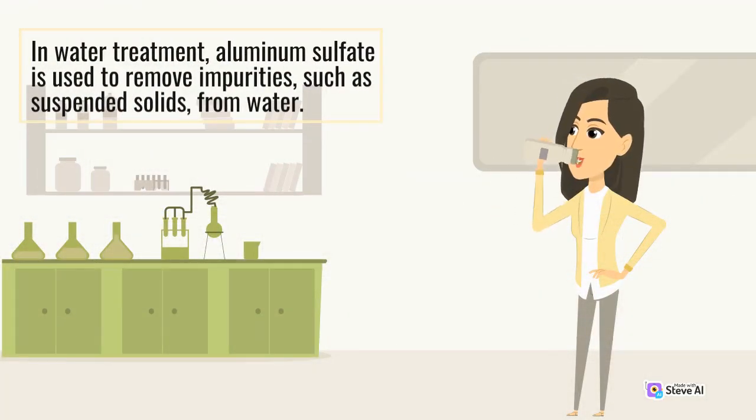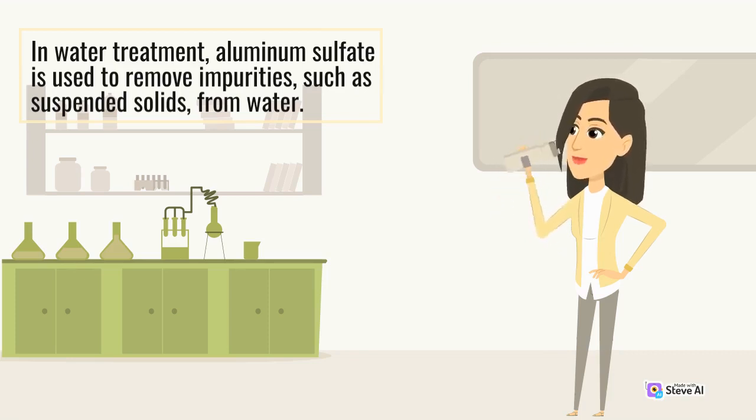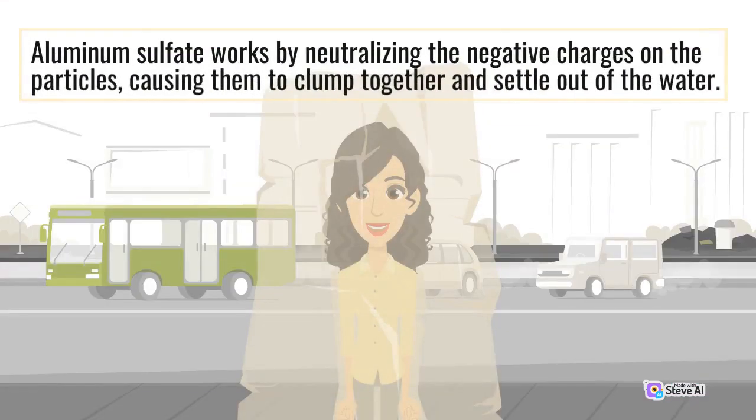In water treatment, aluminum sulfate is used to remove impurities, such as suspended solids, from water. Aluminum sulfate works by neutralizing the negative charges on the particles, causing them to clump together and settle out of the water.